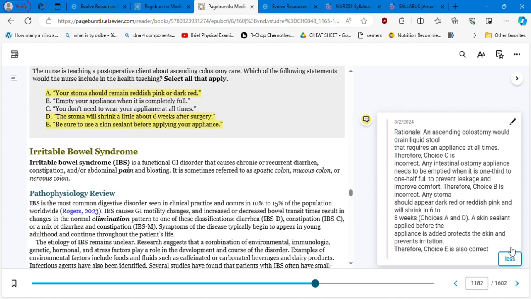So the rationale is an ascending colostomy would drain liquid stool that requires an appliance at all times. Yes, therefore choice C is incorrect. Any intestinal ostomy appliance needs to be emptied when it's 1/3 to 1/2 full to prevent leakage and improve comfort. Therefore, choice B is incorrect. Any stoma should appear dark red or reddish pink and will shrink in 6 to 8 weeks. So choices A and D are correct. And skin sealant applied before the appliance is added protects the skin and prevents irritation. So choice E is also correct.